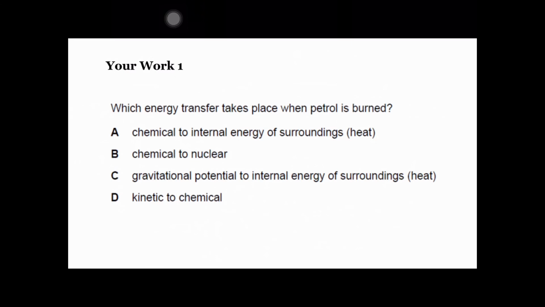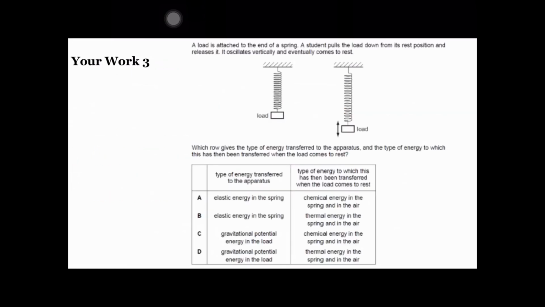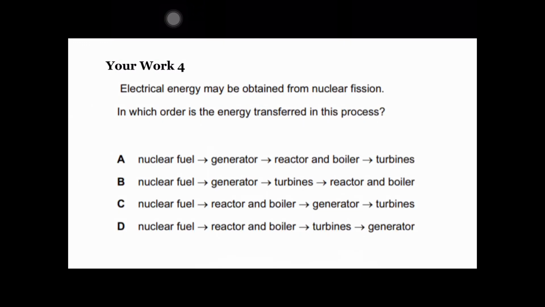Number 1 is here. Which energy transfer takes place when petrol is burned? Number 2, what is the main energy change taking place in the battery of a mobile phone or cell phone as it is being charged but not used? Number 3 is a situation, and you have to analyze the energy transfer and type of energy which has been transferred when the load comes to rest. This is a spring bouncing up and down, oscillating. Number 4, electrical energy may be obtained from nuclear fission. In which order is the energy transferred in this process?